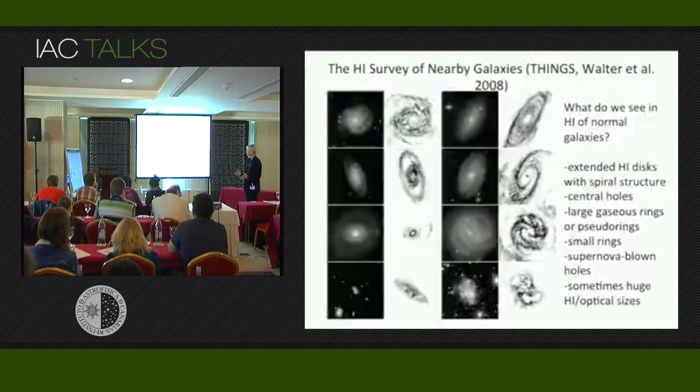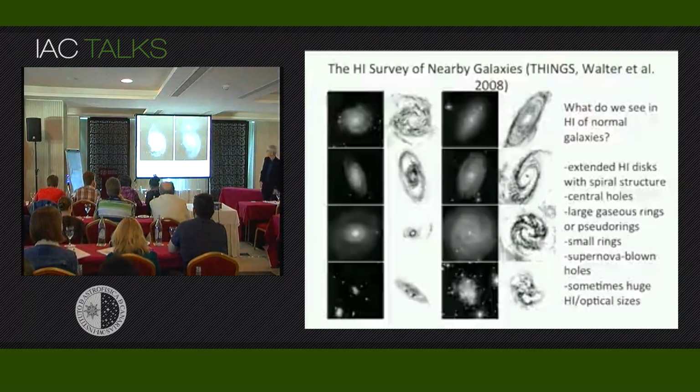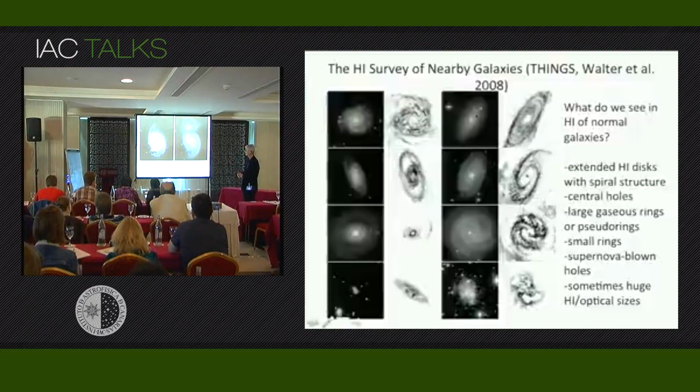Now, here's the morphology of the interstellar medium, which is also interesting. The THINGS survey, the HI survey of nearby galaxies, is a really terrific HI survey. High-resolution maps of a significant number of nearby bright galaxies. And I selected 8 here to show some of the interesting features. What do we see in these images? We see extended HI disks, as in this galaxy here, with spiral structure.